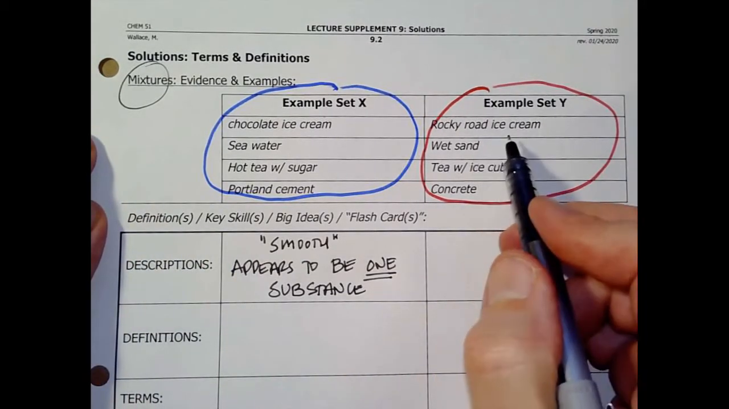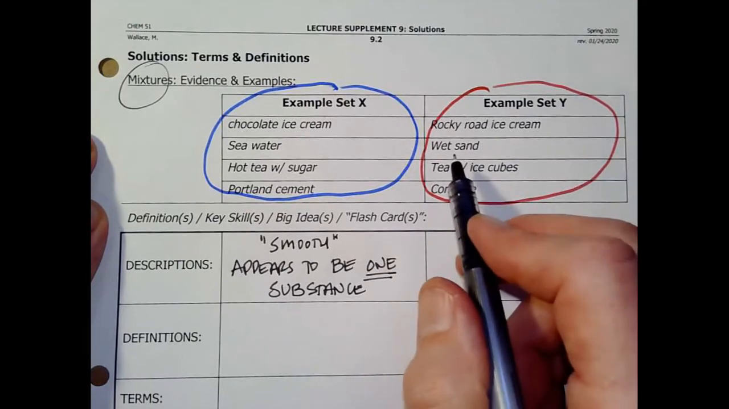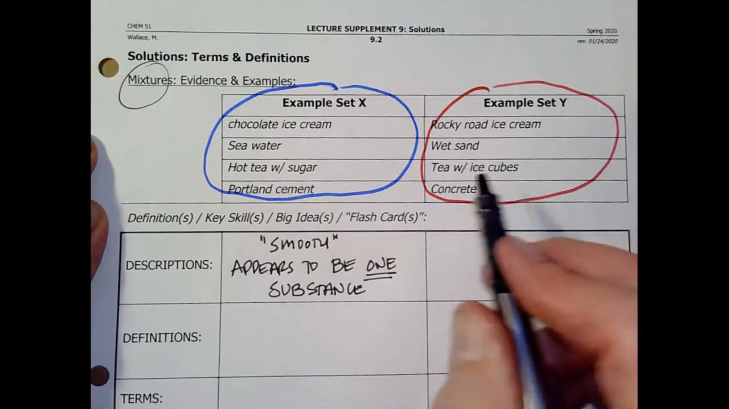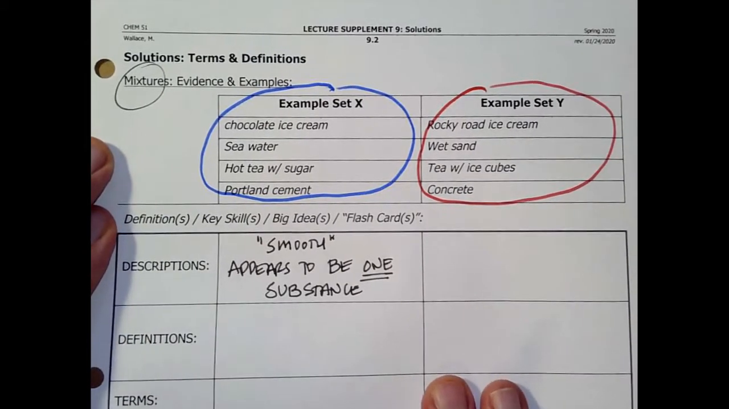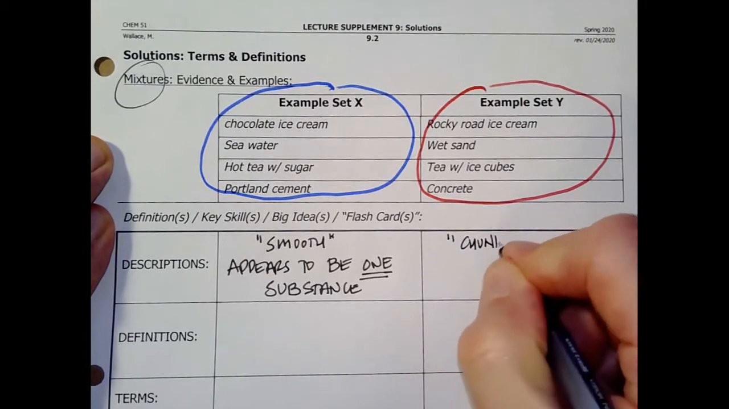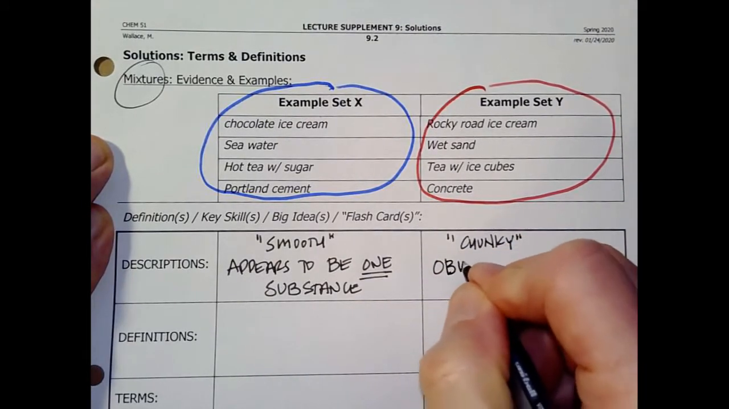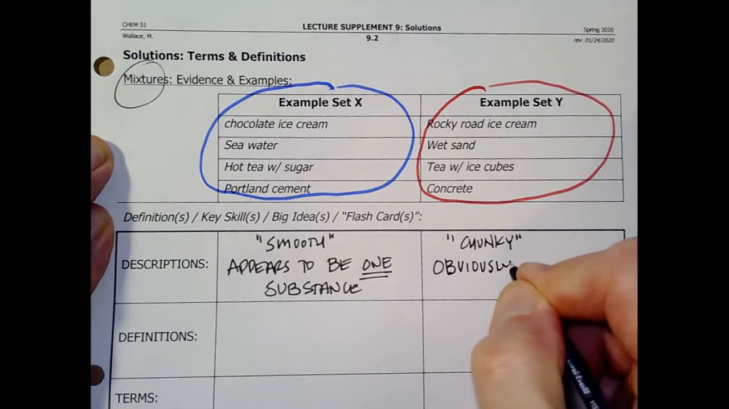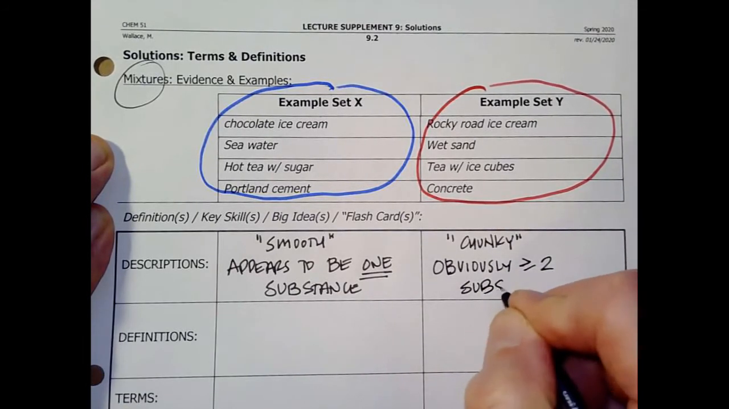Over here, Rocky Road ice cream, I see chocolate ice cream, marshmallows, and walnuts. Wet sand, well, there's water and sand. Tea with ice cubes. Very obviously appears to be more than one thing. So here's our silly informal term. We'll say that's chunky. And it's obvious that there's at least two things in there. So I'll say obviously greater than or equal to two substances.